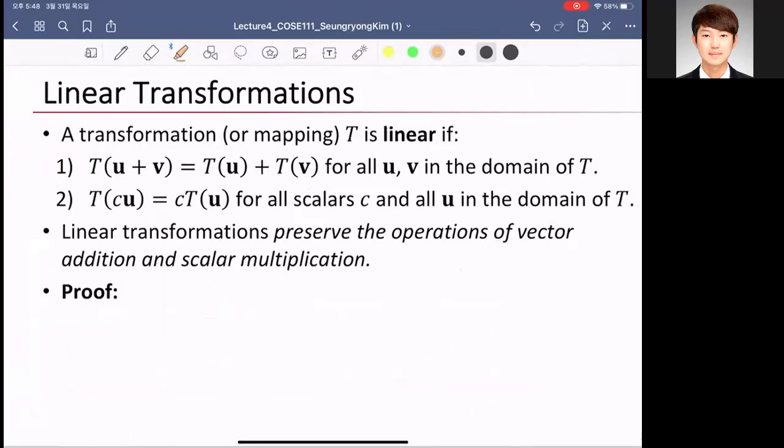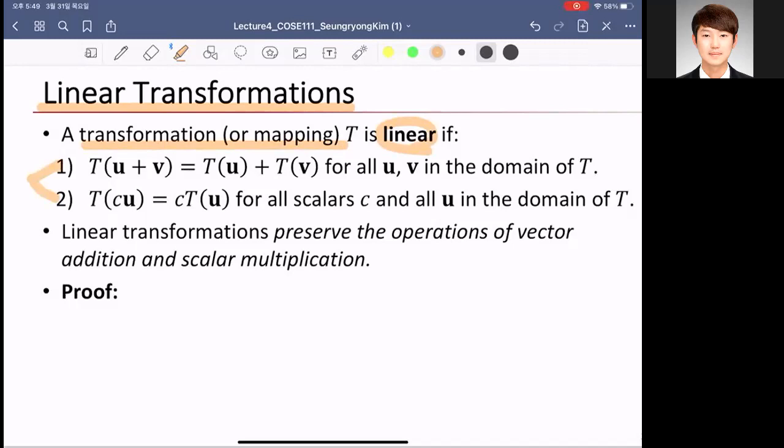So far we discussed transformation. Then let me present one more concept. When we say that this is a linear transformation, to become a linear transformation, the transformation T should satisfy the two following statements. Then we can say that the transformation T is linear.